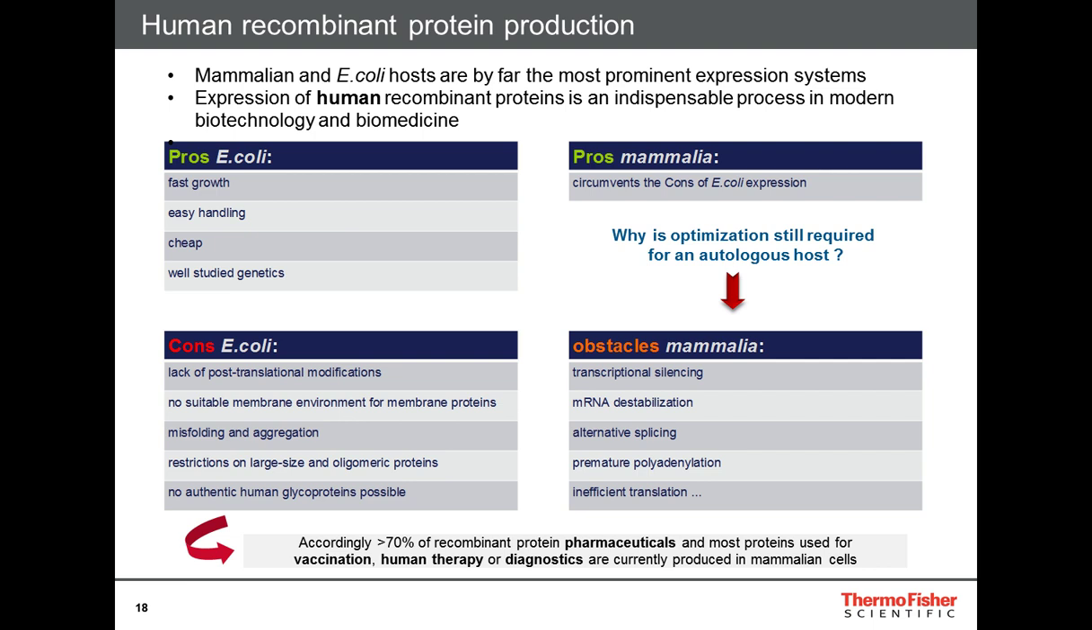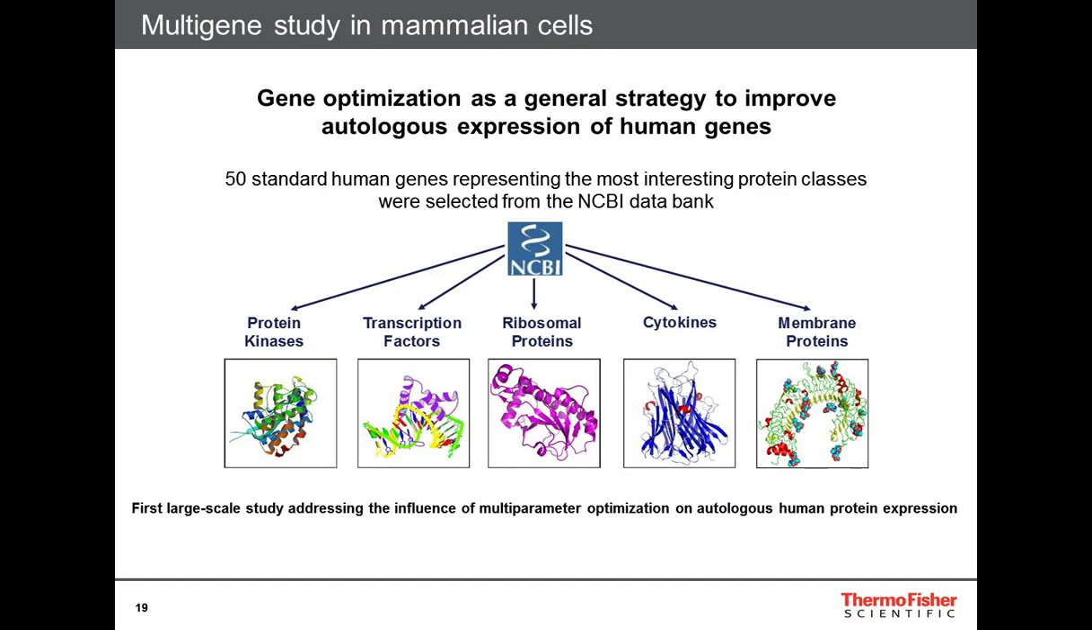It has some restrictions for large or oligomeric proteins, and of course no post-translational modifications, so no glycoproteins are possible. Mammalian expression, of course, circumvents all these disadvantages of E. coli, but has its very own obstacles. Sometimes mammalian expression has some transcriptional silencing. The mRNA may be unstable in the cell. Alternative splicing or premature polyadenylation may happen, or in general the translation is inefficient. All these things can be overcome through a good design of the gene before you synthesize it.